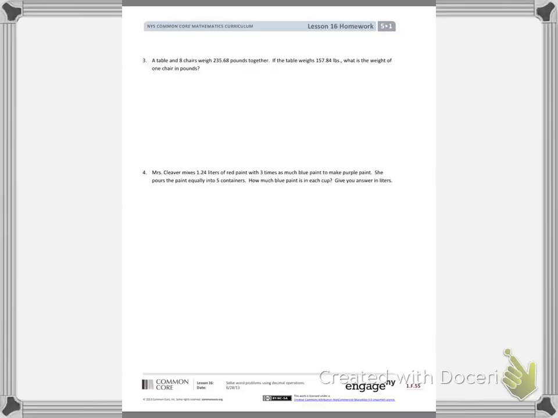On the second page of Lesson 16's homework, it says, a table and 8 chairs weigh 235 and 68 hundredths pounds together. If the table weighs 157 and 84 hundredths pounds, what is the weight of one chair in pounds?